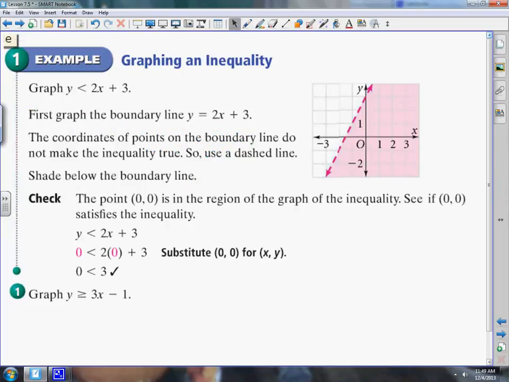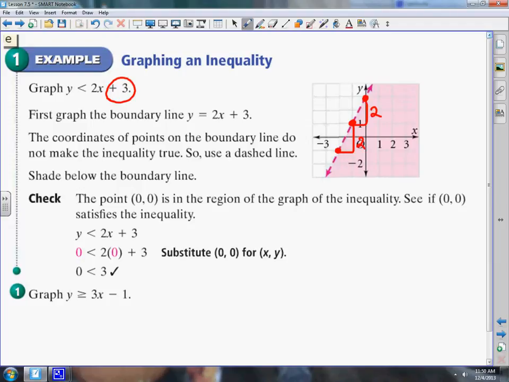So, graph y is less than 2x plus 3. So what you're going to do is start at the 3. 3 on my y, this is my y-intercept. And then I'm going to do my rise over my run, which is 2. So I'm going to go over 1, up 2, and I can't really do that. So I'm going to go back 1 and down 2, and then this is my line. And if you notice, it goes over 1, up 2, over 1, up 2.